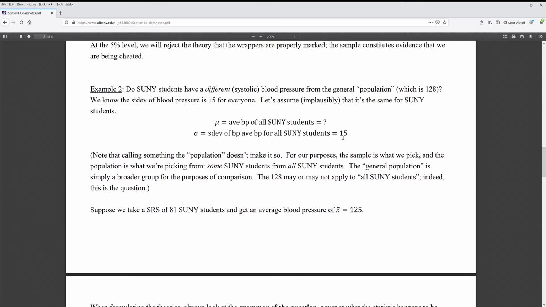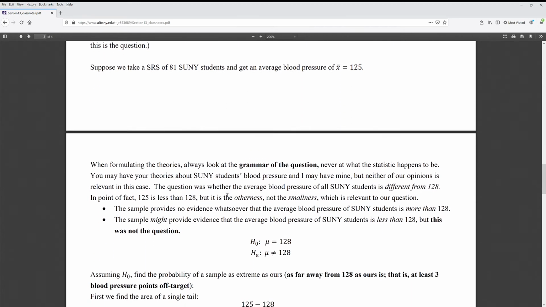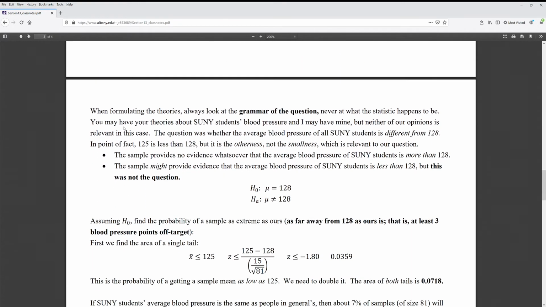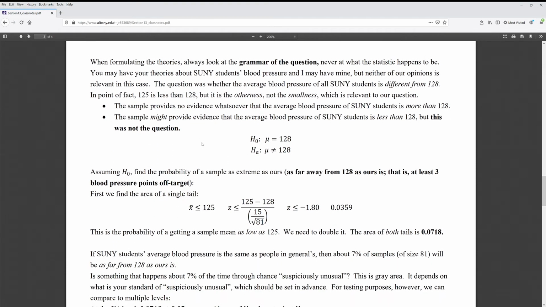So we have our setup. The standard deviation, sigma, is 15. The mu we don't know, but we're testing whether 128 is plausible or not in light of the 125, which is the sample mean. Again, while formulating the theories, always look at the grammar of the question. Either it's 128 or it's different from 128. So there's our alternatives. H0 for the foreseeable future is always the equality version of the facts, and HA is an inequality. In general, H0 is a particular understanding of the facts, and HA is a range of alternatives.